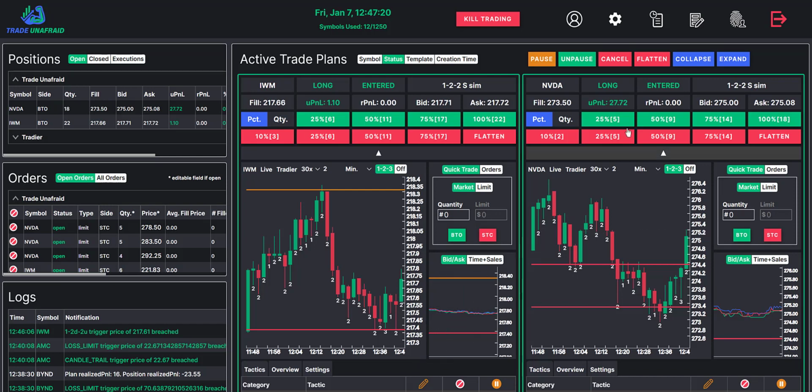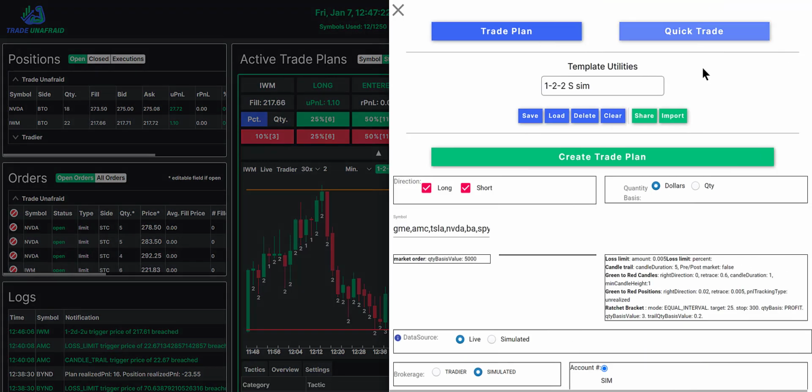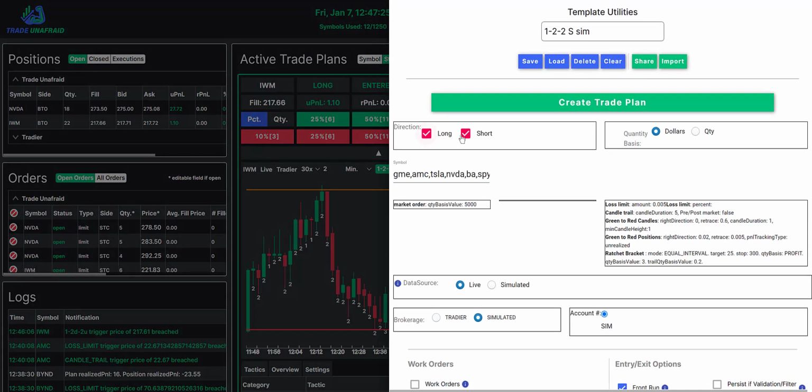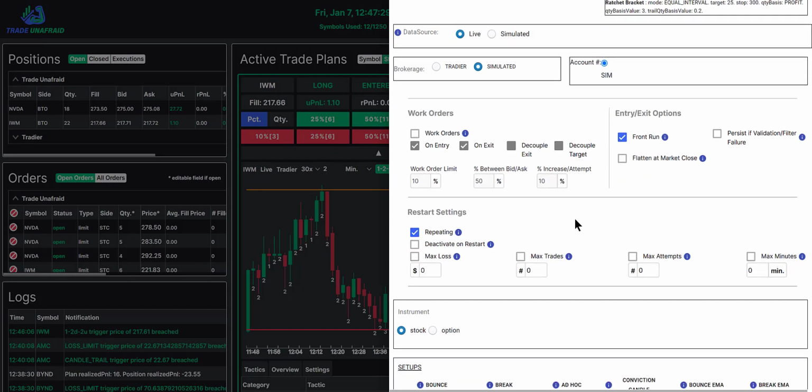I'm working on an automated trading system. This is what it looks like. It can go long or short. I have this list of symbols here.